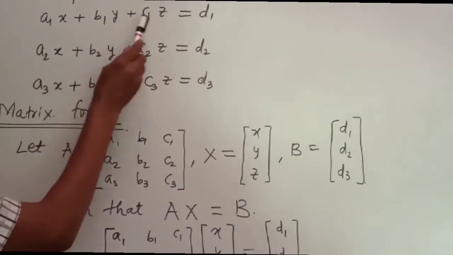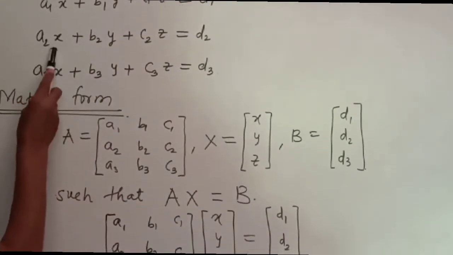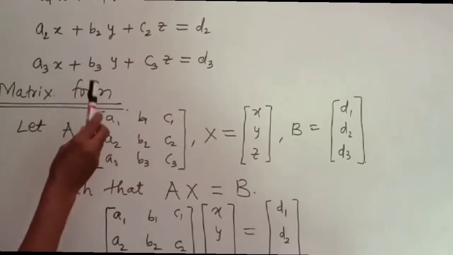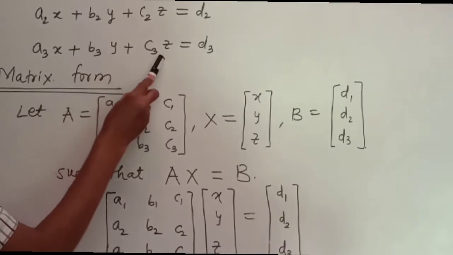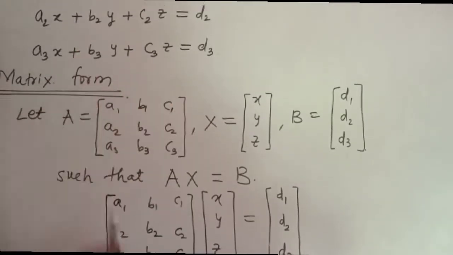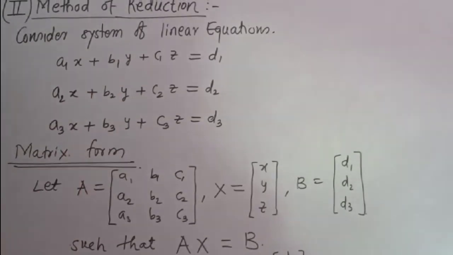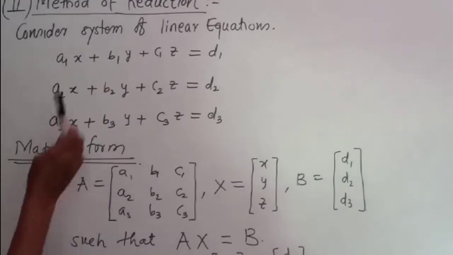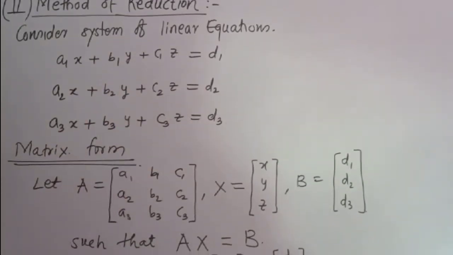a1x plus b1y plus c1z is equal to d1. The second equation is a2x plus b2y plus c2z is equal to d2. And the third equation is a3x plus b3y plus c3z is equal to d3. These are three linear equations in x, y, z. In the earlier method, that is the method of inversion, we convert these equations into matrix form.